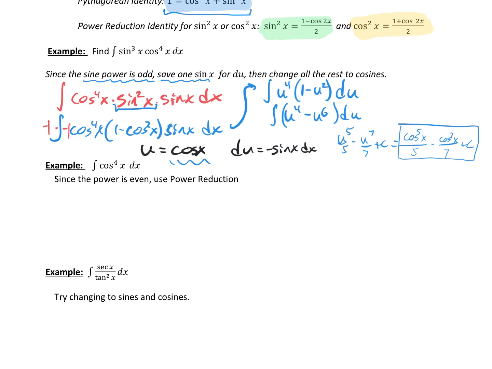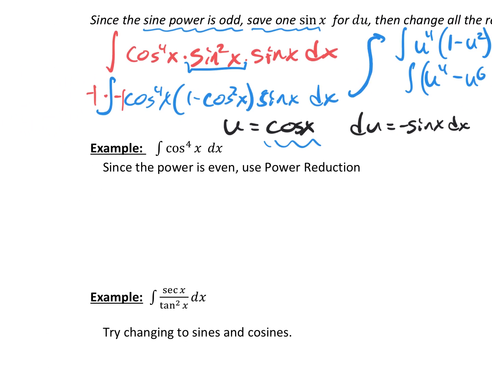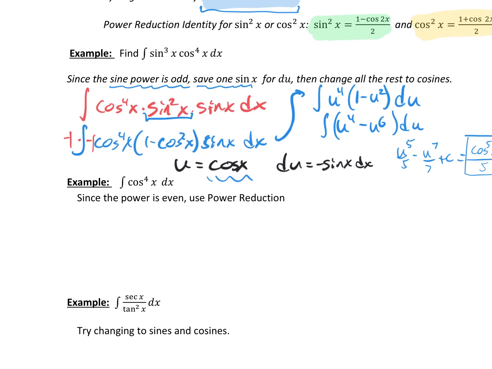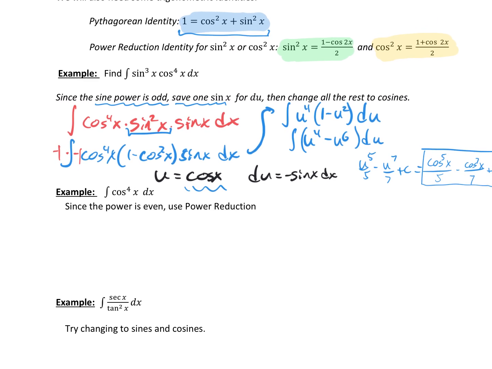All right. What if we have something like cosine to the fourth here? We don't have any sines here, so we can use power reduction to drop this down. We know the integral of cosine, but we don't know the integral of cosine to the fourth. So let's dive into this.